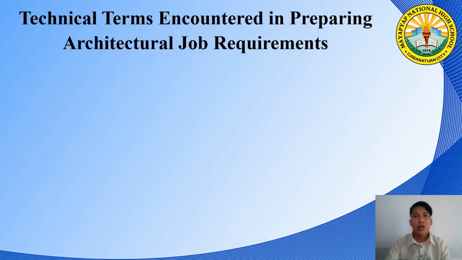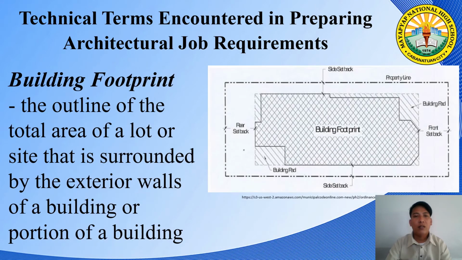Before we proceed to our lesson, let's have some unlocking of difficulties. Let us first discuss the different technical terms encountered in preparing architectural job requirements. The first is building footprint. Building footprint is the outline of the total area of a lot or site that is surrounded by the exterior walls of a building or portion of a building.